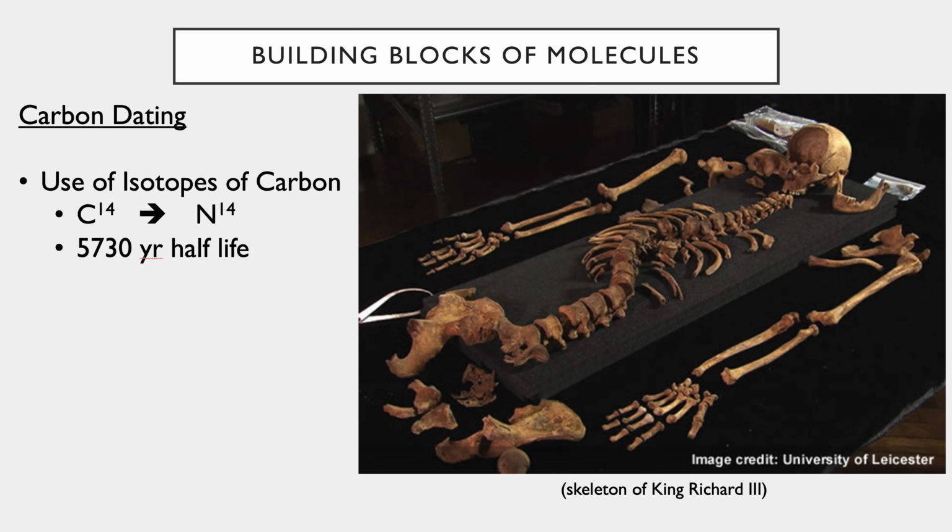Interestingly, radioactive isotopes can be used to determine the age of various items. For instance, the radioisotope C14 decays into N14, and it takes approximately 5,730 years for half of an amount of C14 to decay into N14. This is defined as the half-life of C14. This can be used to extrapolate the age of skeletal remains like the ones of King Richard III shown in the image.